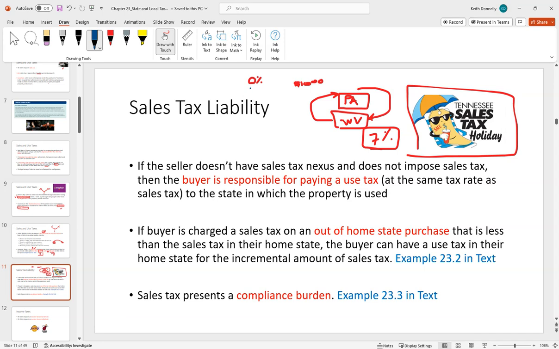Say that you went up to Pennsylvania, right, and it wasn't the sales tax holiday, but just say they have a 3% normal sales tax. They don't, but let's just say for the sake of this example, if you go up and you buy it, you pay 3%, you bring it back, you're going to get hit for a use tax of 4%, right, to get you to that 7%.